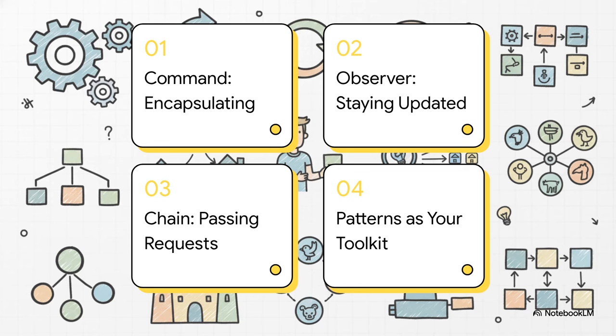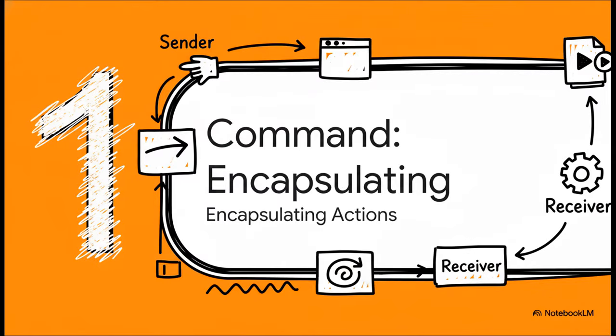So here's what we're going to do. We'll quickly touch on what makes these patterns so useful, then we're going to dive into 3 really common ones: the command, observer, and chain of responsibility patterns. And we'll wrap up by looking at how you can think of all of these as essential tools in your developer toolkit. All right, let's get into it.